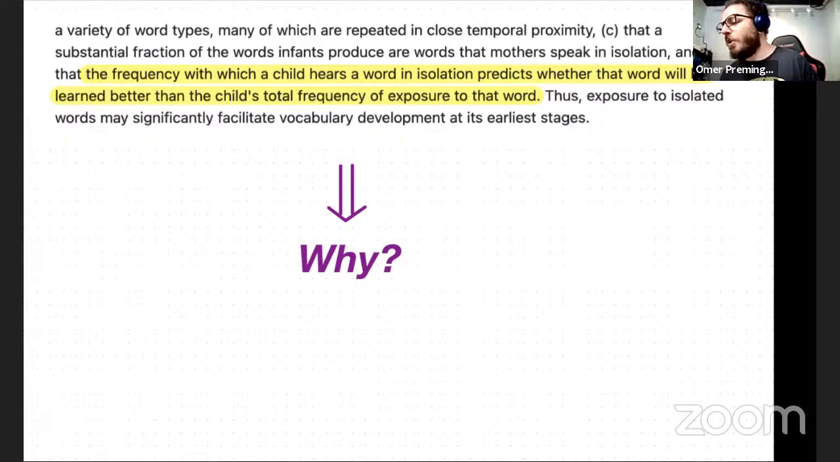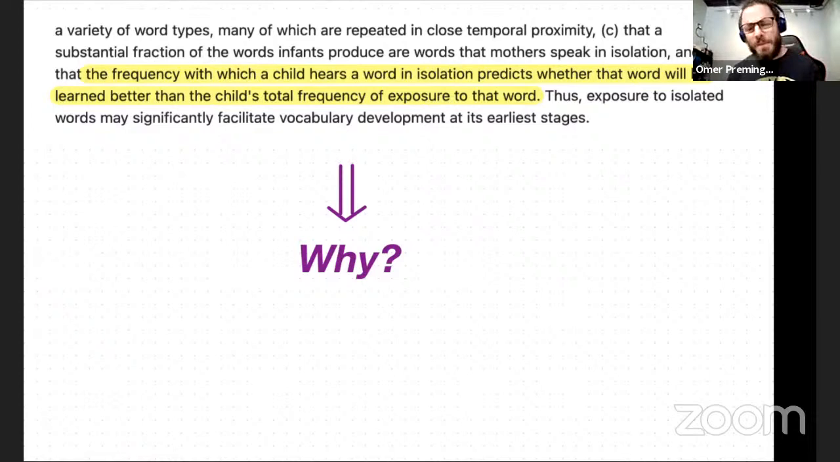To put this in simpler terms, and I'm taking some artistic license here, children seem to over-rely on cases where they hear a word, or I would say likely expression, with few exponents, maybe as few as one, in isolation, as opposed to the general frequency with which they heard that expression. They over-rely on these fragment utterances that have only a word in them.